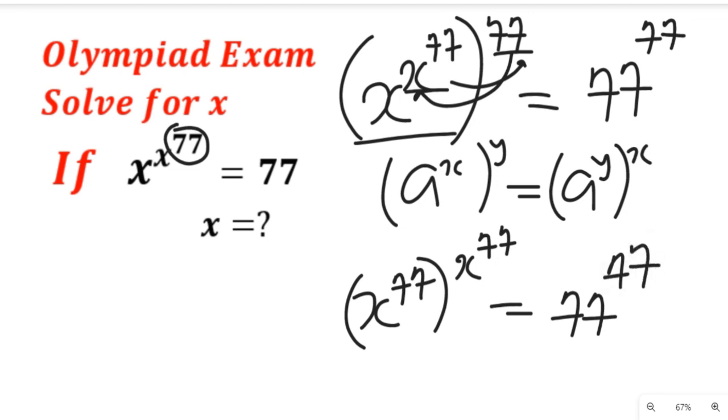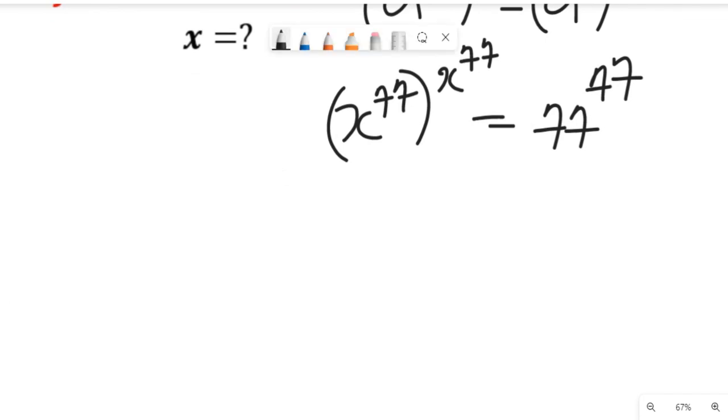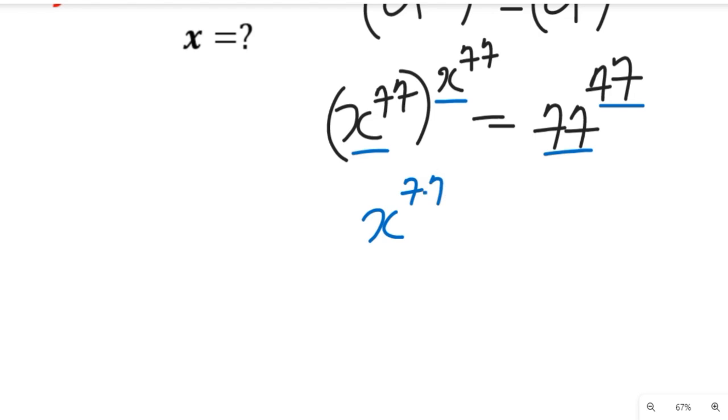Now, what do you see? You've come to see that the base is equal to the base. This is equal to this, and this is equal to this. So we'll take one part. If we take one part, we're going to have x to the power of 77 to be equal to 77.